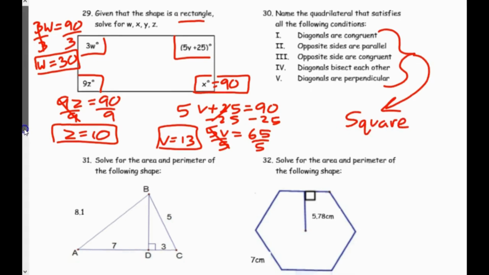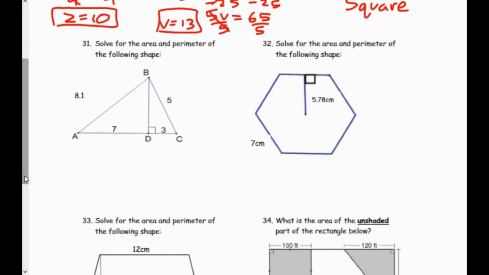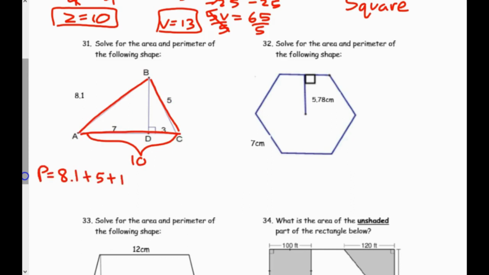31. Solve for the area and perimeter. Now we can definitely get the perimeter right now. Okay, so 8.1 is this, 5 is this, 7 plus 3, this whole thing is 10. So for perimeter, we're going to do 8.1 plus 5 plus 10. 23.1. Okay?